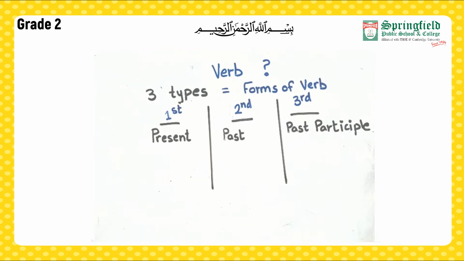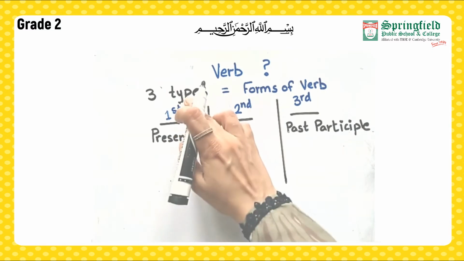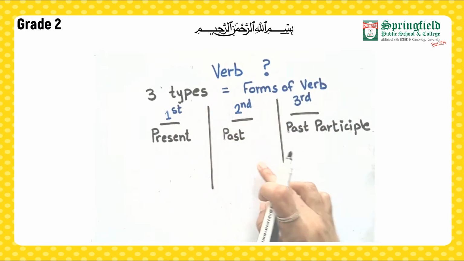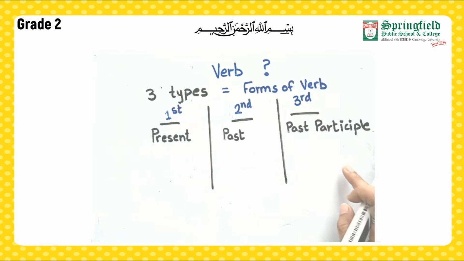I hope you have repeated this after me. And what are these? These are the forms of verb, or the types of verbs. Alright. Now once more let's revise. First form, present form. Second form, past form. Third form, past participle. Okay?